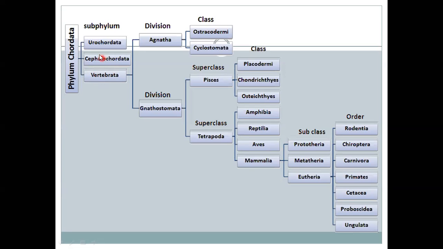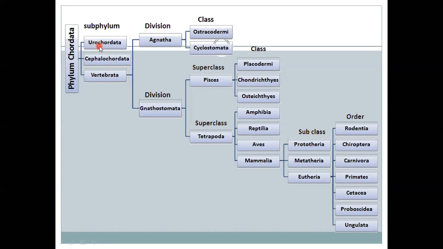Whereas these two groups, Urochordata and Cephalochordata, collectively are called acraniates. Why? Because they do not possess any cranium or skull-like structure in their bodies. And these two are also called invertebrates. Why? Because they do not possess vertebrae also. So vertebrates are the organisms that possess a notochord along with vertebrae.